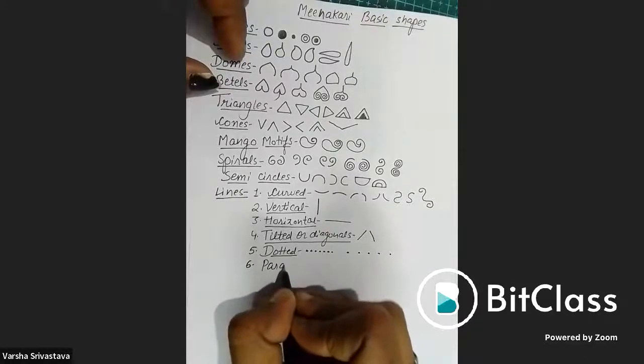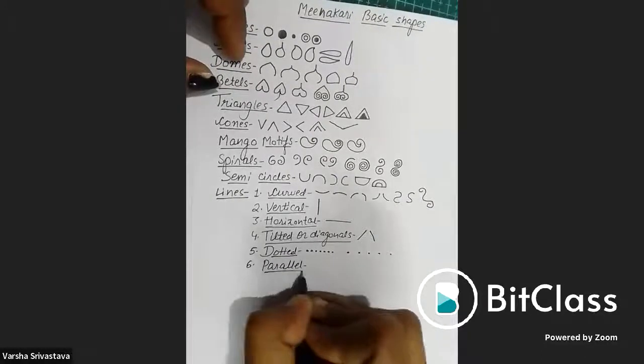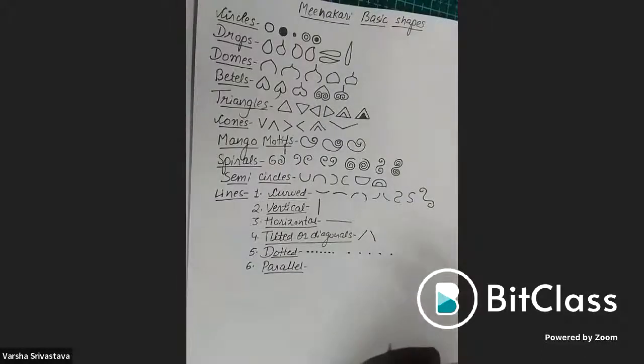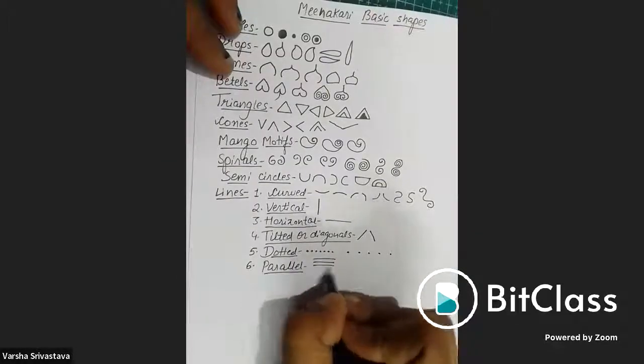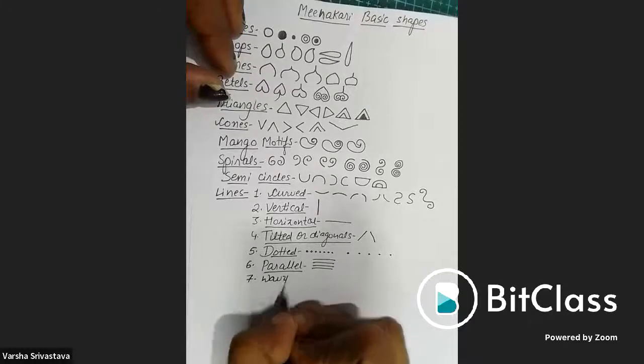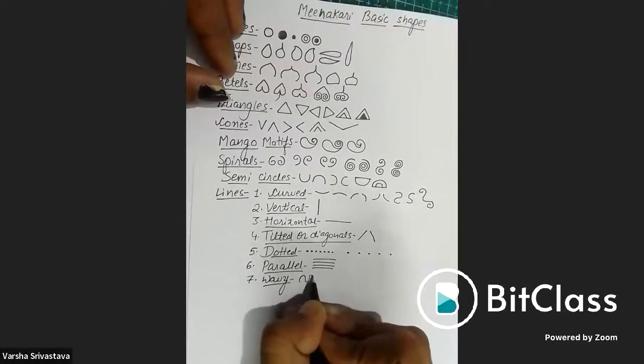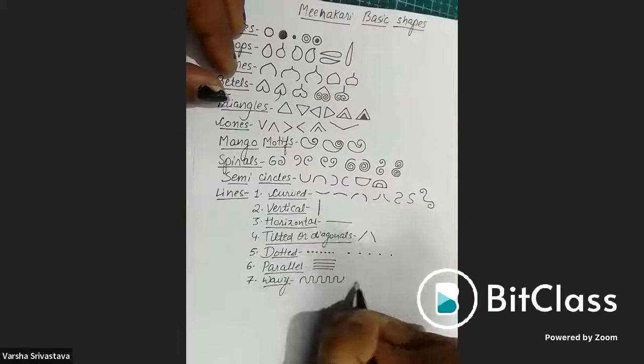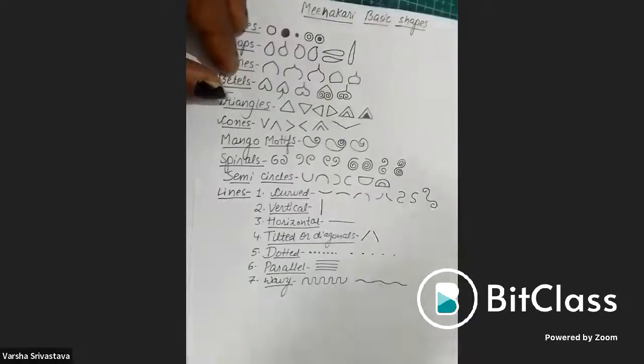Sixth one, parallel lines. Lines which do not intersect each other are known as the parallel lines. These are the parallel lines. And last one is the wavy lines or waves. So I'm making the high waves. These are known as the high waves. And this is the low wave. High wave and low wave.